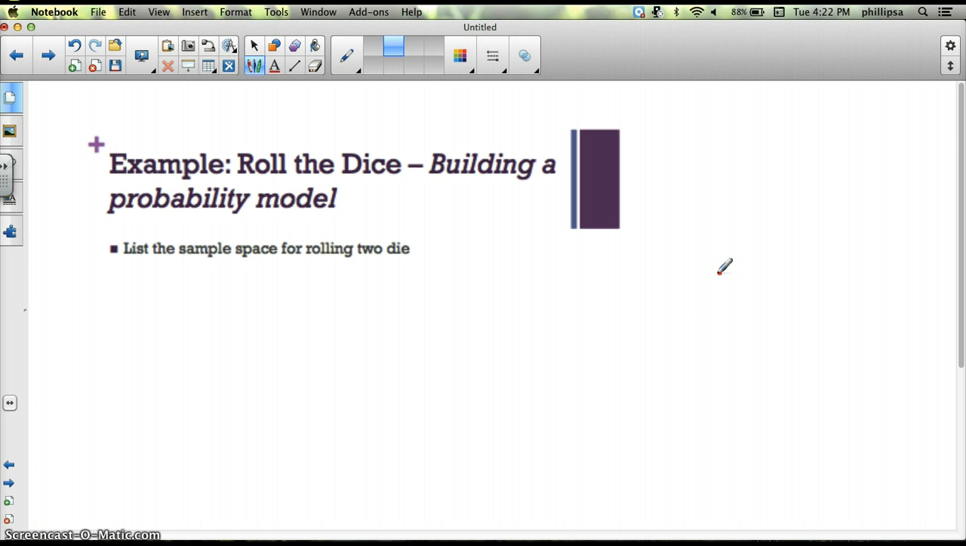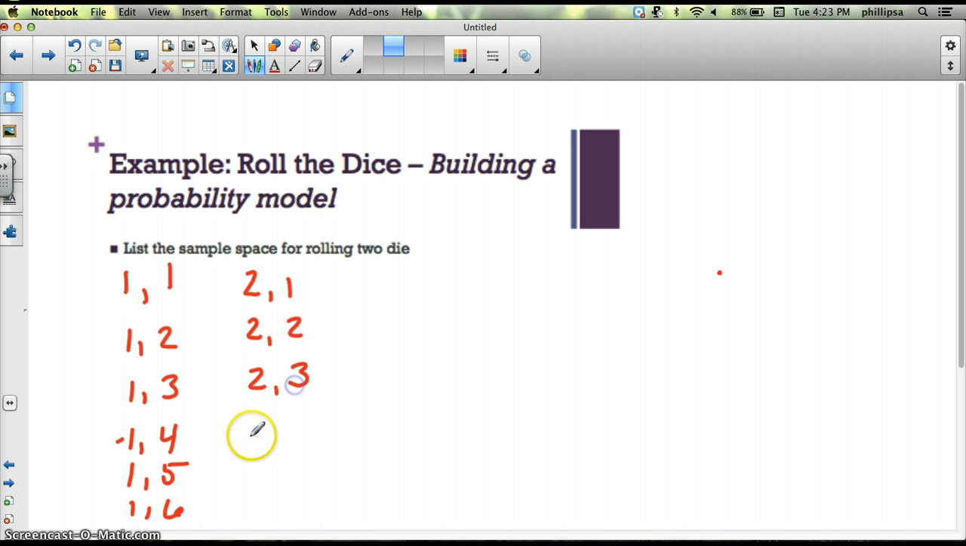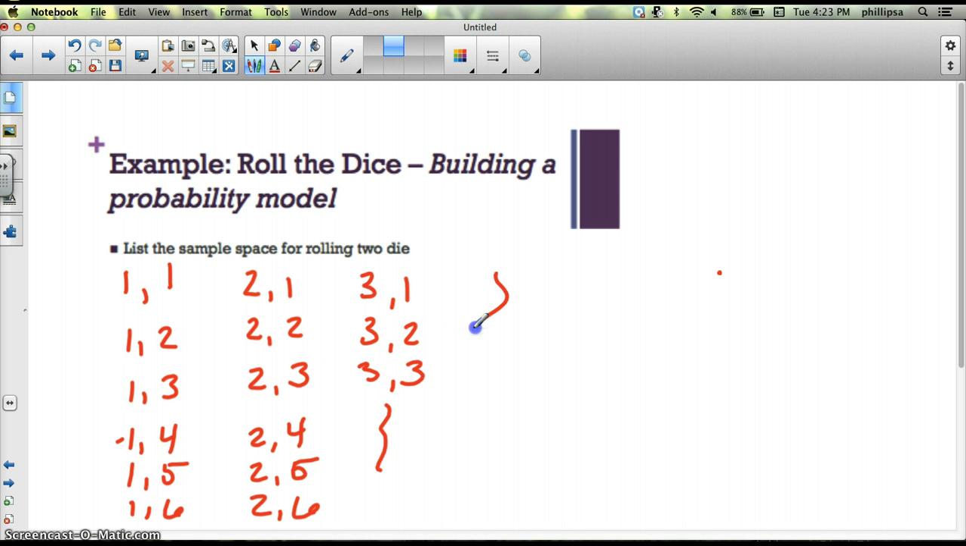A sample space can be real simple, just listing out the possibilities. For example, if we are listing the sample space for rolling two dice, we can roll a 1 and a 1, a 1 and a 2, a 1 and a 3, a 1 and a 4, a 1 and a 5, or a 1 and a 6. Or we could roll a 2 and a 1, a 2 and a 2, a 2 and a 3, a 2 and a 4, a 2 and a 5, a 2 and a 6. Or a 3 and a 1, a 3 and a 2, and a 3 and a 3. And you get the point.